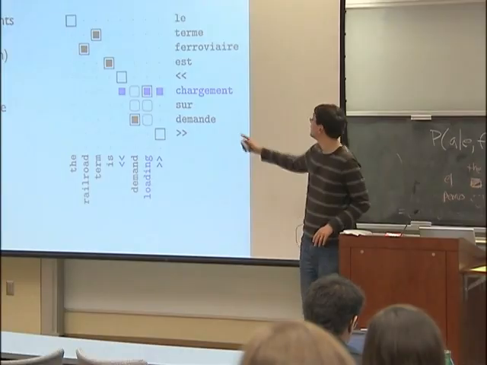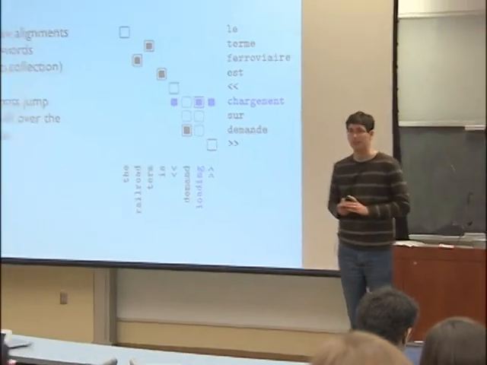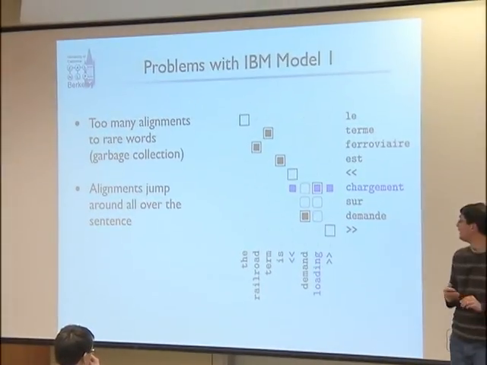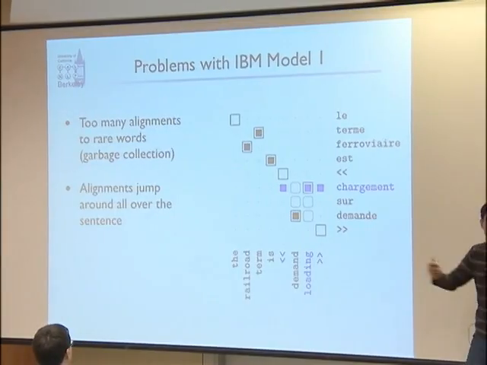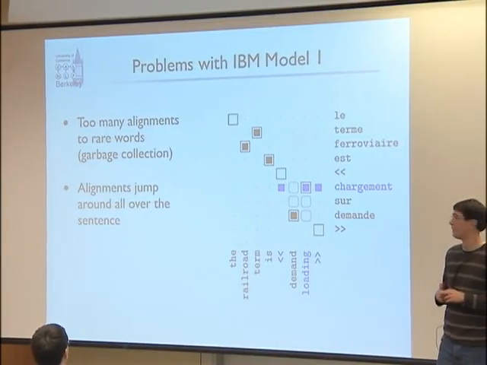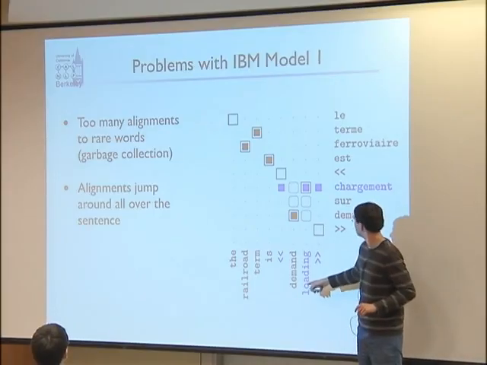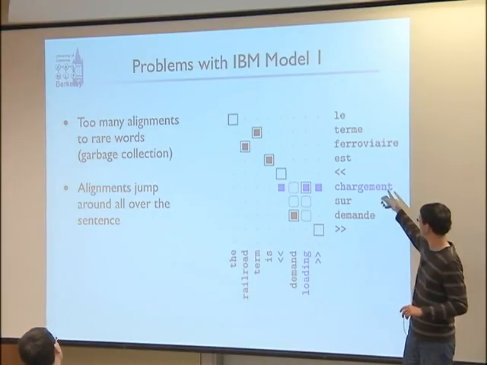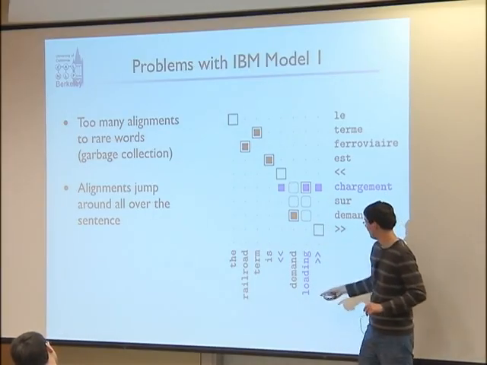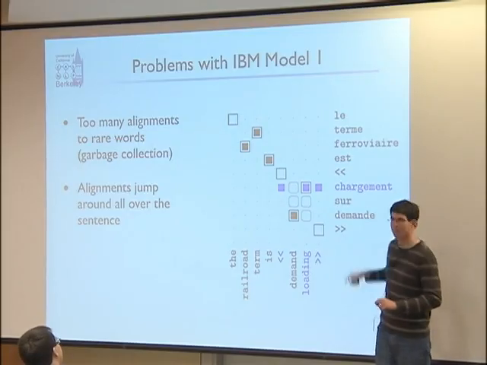Time flies. OK, so what's wrong with IBM Model 1? Well, one thing is that it aligns too many things to rare words. This is just an empirical fact. If you run the model, then it will do things like this. It will take this word "loading," which has a perfectly good translation, and we found it. But it's also aligned the quotes to this word too.